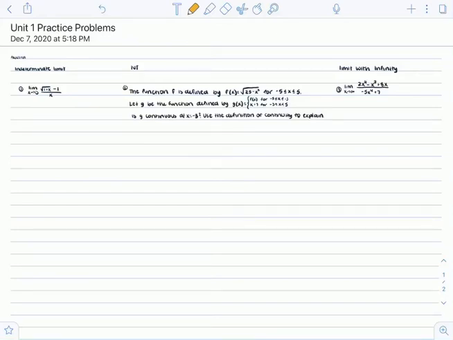Hi, this is Unit 1 practice problems. So we're going to go over indeterminate limit, IVT, and limit with infinity.